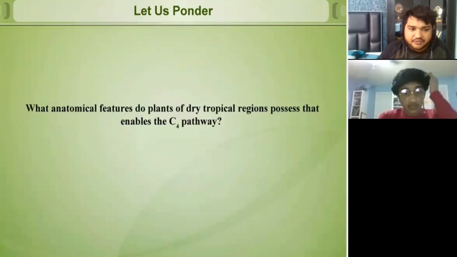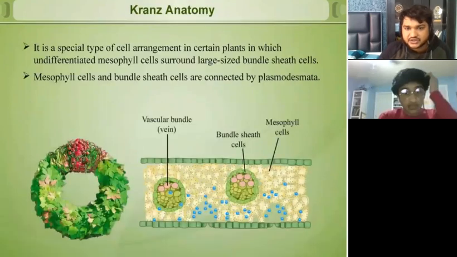Now we are coming to the next cycle, which is called the C4 cycle. But before the C4 cycle, there is another phenomenon. We studied the C3 cycle, now we are coming to the C4. It is a special type of cell arrangement in certain plants, which have mesophyll cells surrounded by large size bundle sheath cells, and it is good for the plant. It is very helpful for taking the light, and very helpful for the production of glucose.